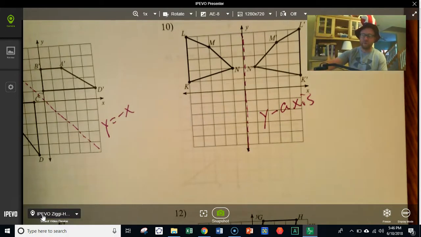Oops. I have a timer going off for pizza here. So I'll finish these last two up pretty quick.